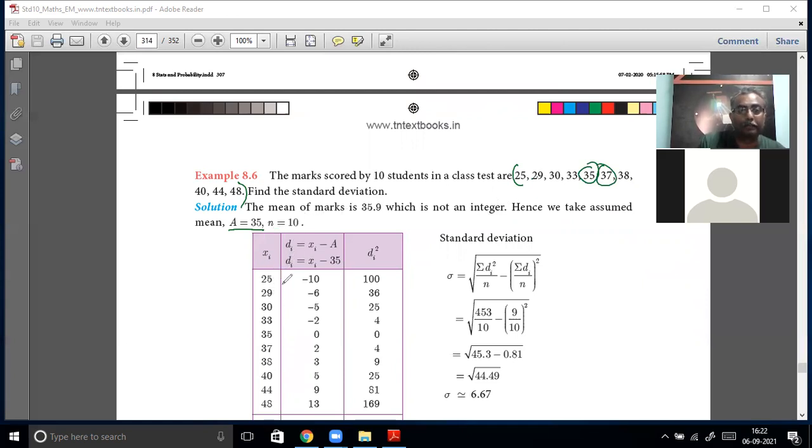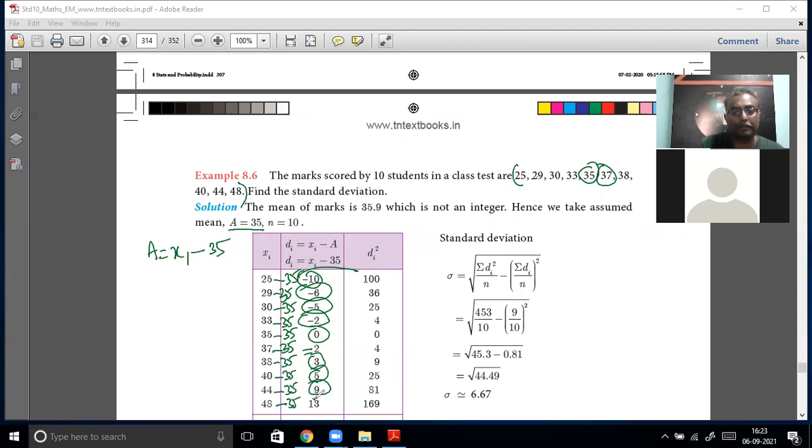Then put all the data. Then di is equal to xi minus 35. So 25 minus 35 will be minus 10. 29 minus 35, minus 6. 30 minus 35, minus 5. 33 minus 35, minus 2. 35 minus 35, 0. Like that, 37 minus 35, 2. 38 minus 35 is 3. 40 minus 35, you'll get 5. 44 minus 35, you'll get 9. 48 minus 35, you'll get 13.